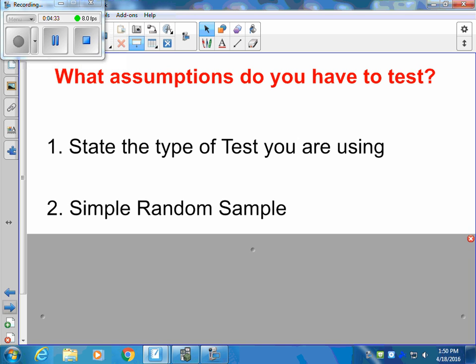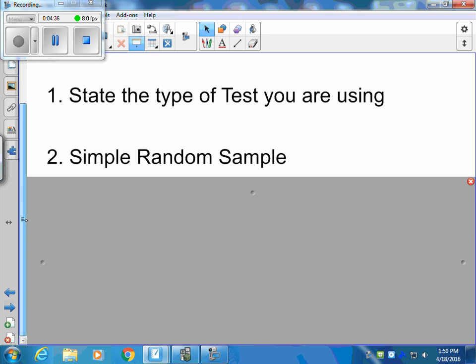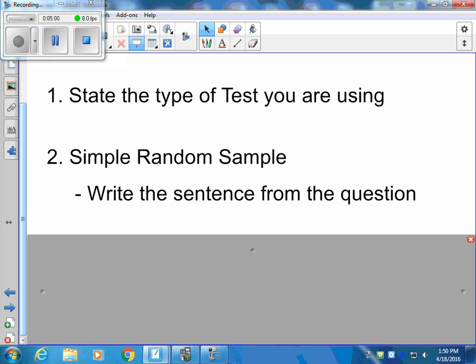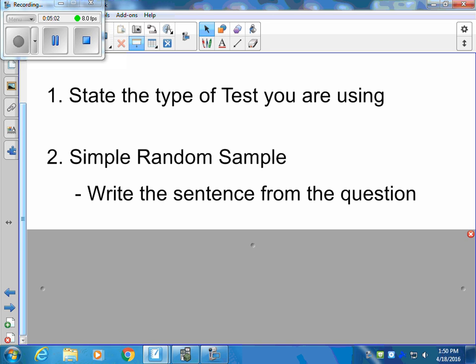Now, when we're looking at our individual assumptions, okay, we need a simple random sample. Okay, hopefully it's stated somewhere in the problem. You want to write the sentence from the question. You don't want to just say SRS check mark and I'm done. Okay, that's not enough to get credit, and that will cost you points if you do that. Write the sentence from the question where it says simple random sample, and even throw the size in. You know, simple random sample of 200 individuals.